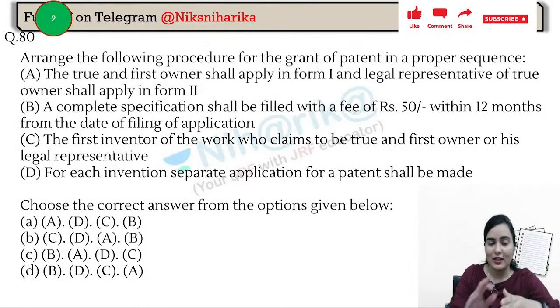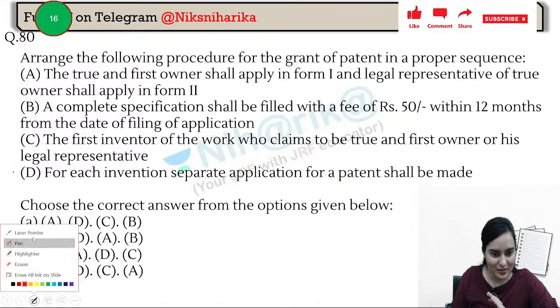Okay, now arrange the following procedure for the grant of the patent in a proper sequence. So now I'm telling you, at least I am sure that it will start either from A, B, or C. It will not start from D, because all the four options, you can see, all the four options here.